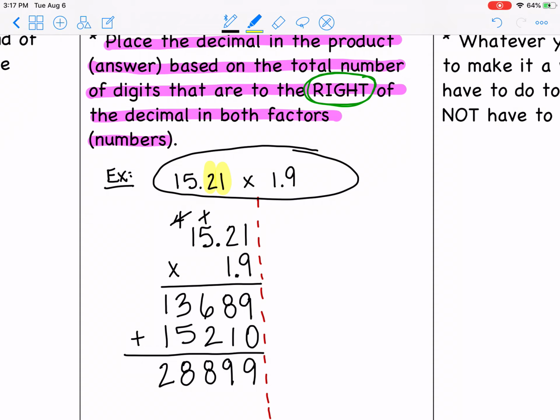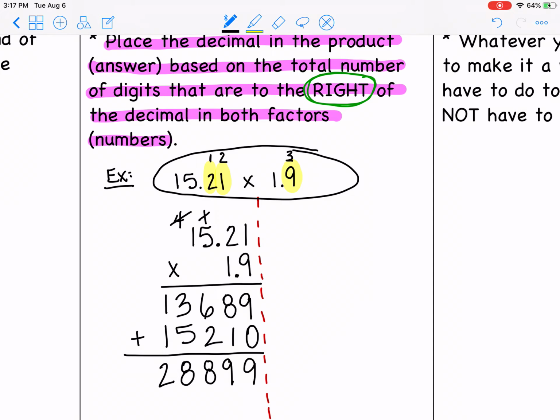Now I'm going to go over to 1 and 9/10ths. How many digits are to the right of the decimal in 1 and 9/10ths? We have 1 more. So now you're going to count how many total digits are to the right of the decimal in both numbers. Well, altogether, I have 1, 2, 3 digits to the right of the decimal.